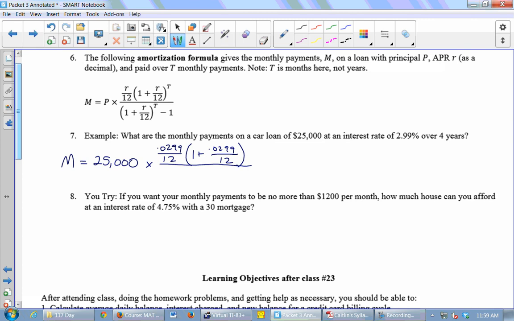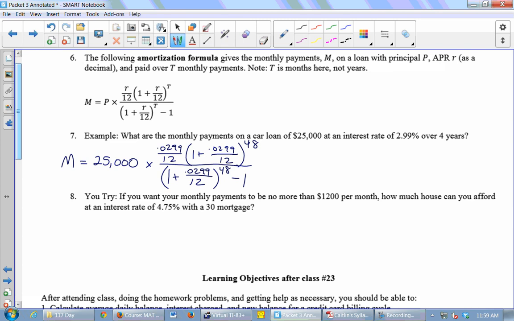So if I'm doing this for 4 years, how many months is that? 48. So I put a 48 up here for capital T. And then I've got 1 plus 0.0299 over 12 to the 48 minus 1. All right, so it looks messy, right?